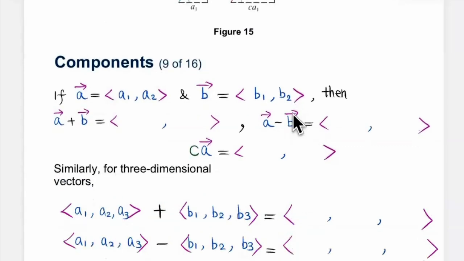So let's fill in the blank. You have A and B. What's A plus B? The first component will be A1 plus B1, and then A2 plus B2. You add the corresponding components. What about A minus B? You subtract the corresponding components: A1 minus B1, A2 minus B2. What about C times A? That will be CA1, CA2. You just use C to multiply each component.